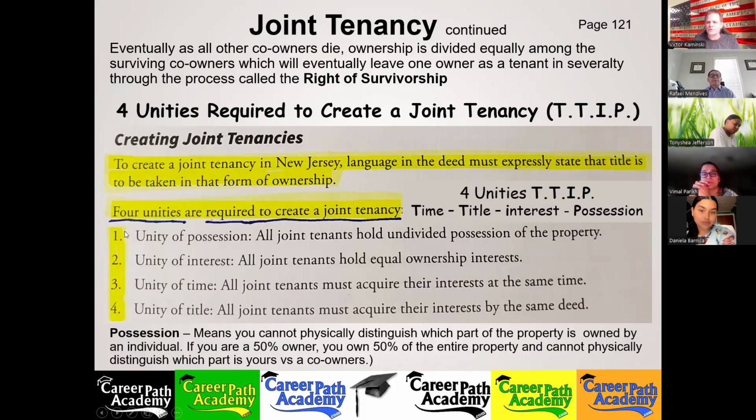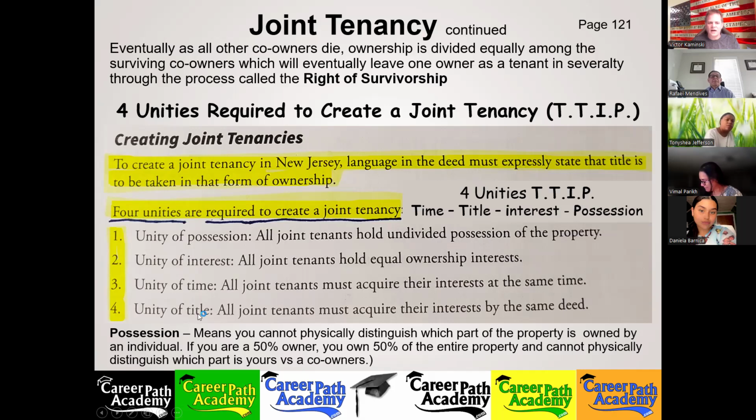So in this print of the book, they scrambled the order here. They didn't put it in time, title, interest, and possession. They put it in a different order. So just write that acronym there. TTIP, 4 unities. Time, title, interest, and possession.